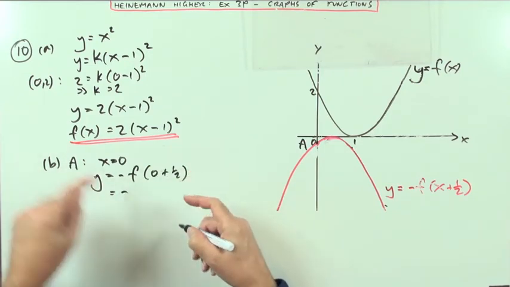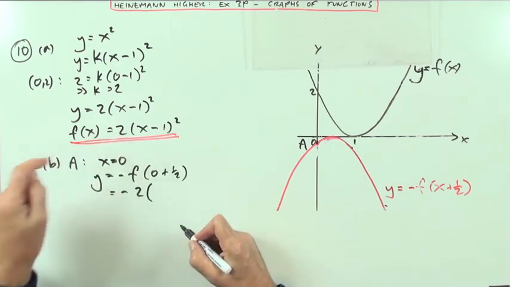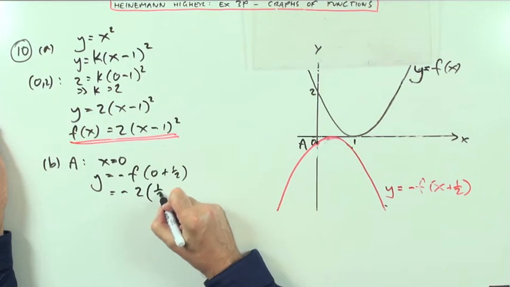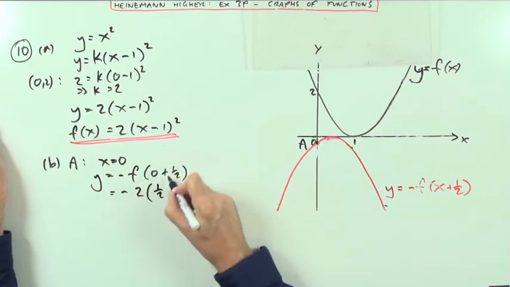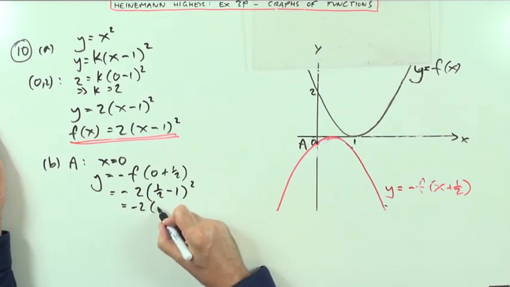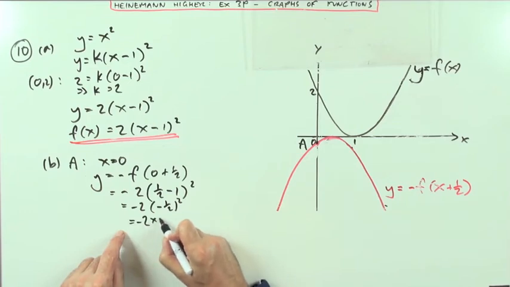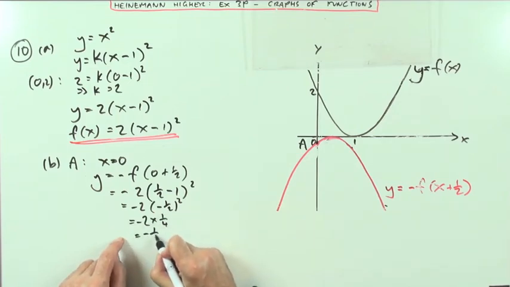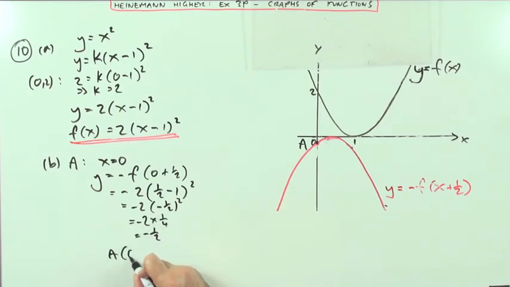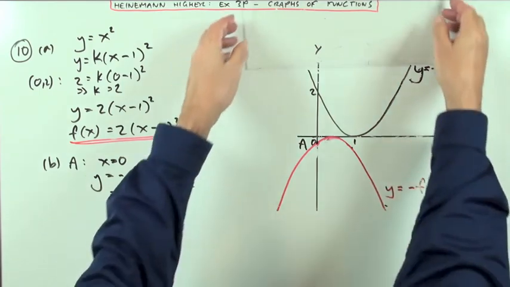So it's negative, and then just use the function f we've got here. 2 times, and then it's a half I'm going to put in there, because that part becomes f of a half, so put a half in, minus 1 squared. So it's negative 2 times negative a half squared, which is positive a quarter. Negative 2 times a quarter, which is negative a half. Which means A must be the point (0, negative a half). That way, just by using this formula and substituting x equals 0 into it.